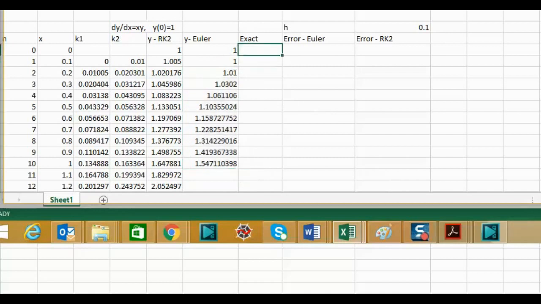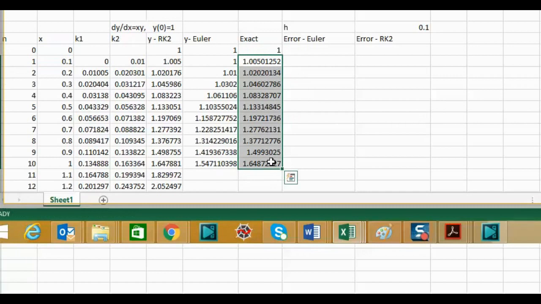So that's Euler's method. Now, let's do a bit of error analysis. The exact solution to this problem is the exponential of x squared divided by 2, bracket close. So that's the exact value. Let's just copy that over.